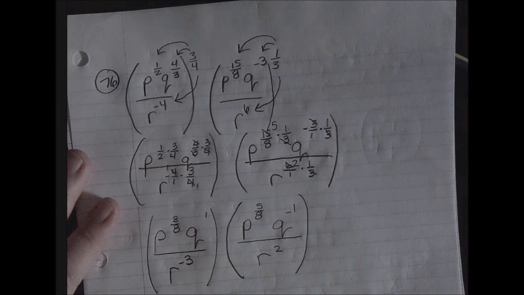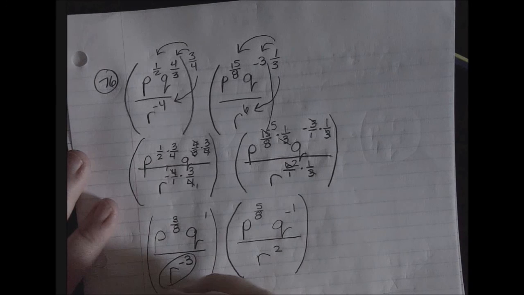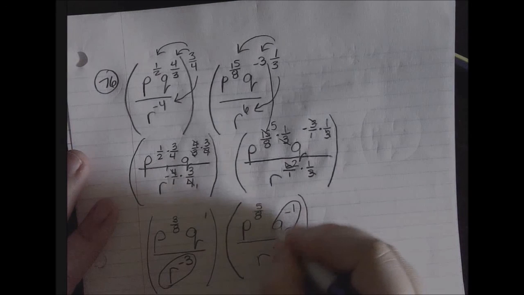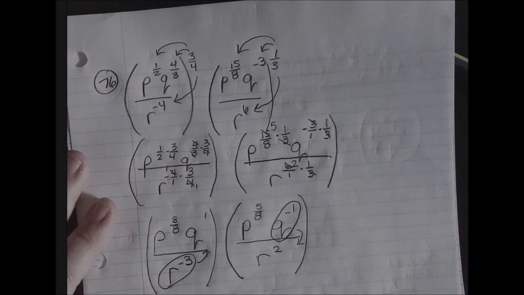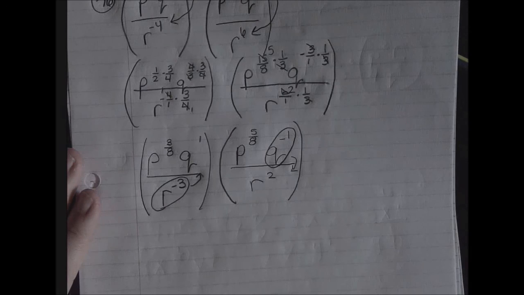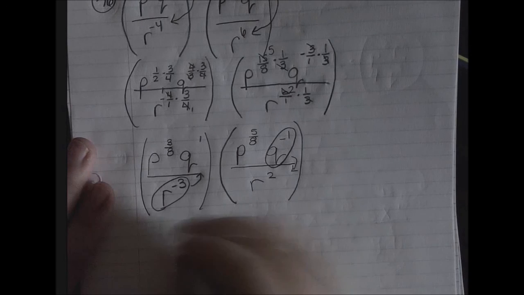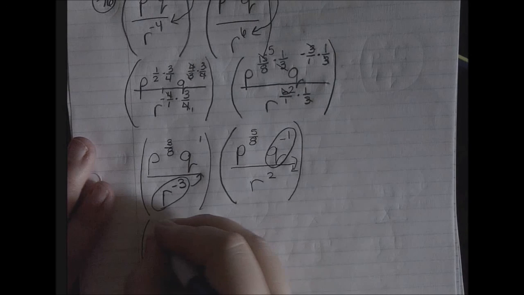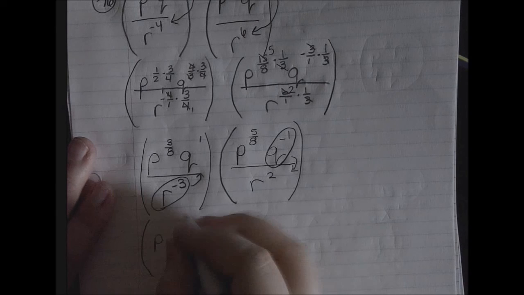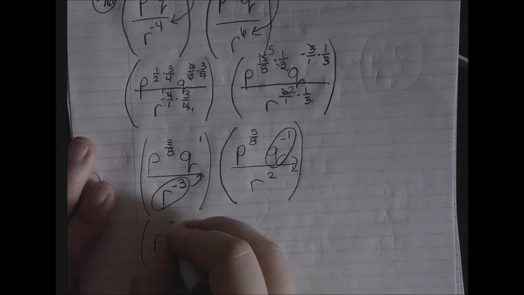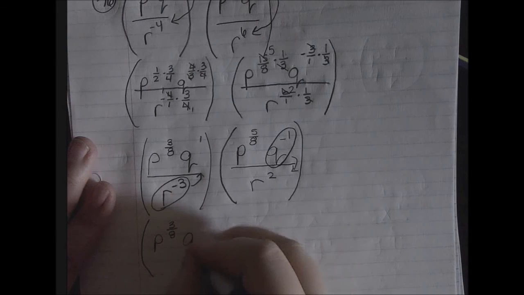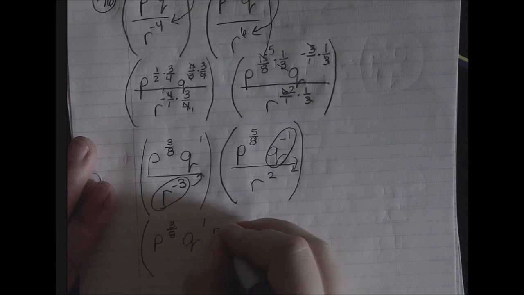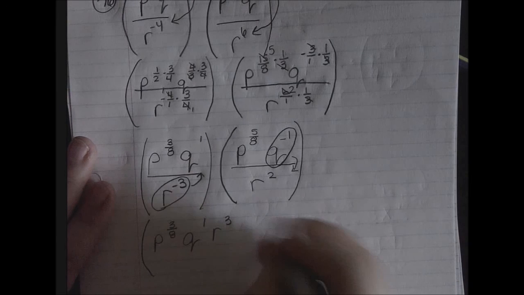So before I do anything else, I'm going to go ahead and get rid of these negative exponents. This one's going to go on the top, this one's going to go on the bottom. So I'm left with p to the 3 over 8, q to the 1, r to the 3, because the r moved up top. And I'm just going to put this over 1.